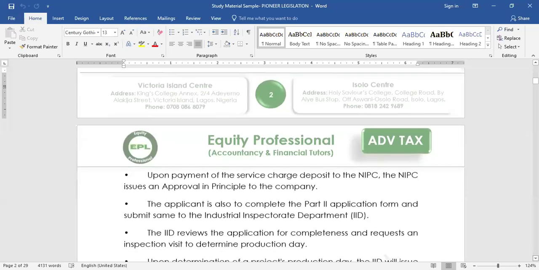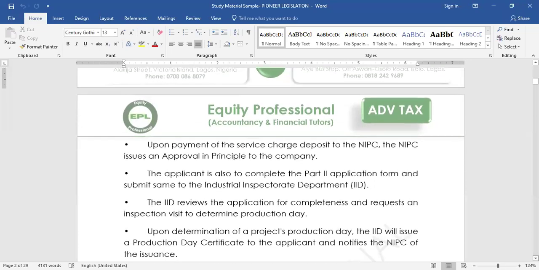So upon payment of the service charge deposit, after the company has paid that deposit, NIPC will issue approval in principle to the company. Approval in principle means that the company can start production. They can start producing the goods and services that they want to produce in Nigeria.